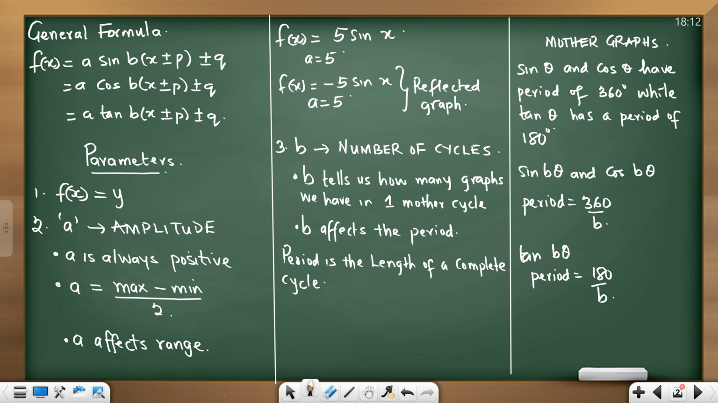I'm going to explain. Let me write my tan very well. It doesn't look good as a tan. For sine B theta and cos B theta, period is 360 degrees over B. Remember, what is B? The number of what? Graphs in one full mother cycle.